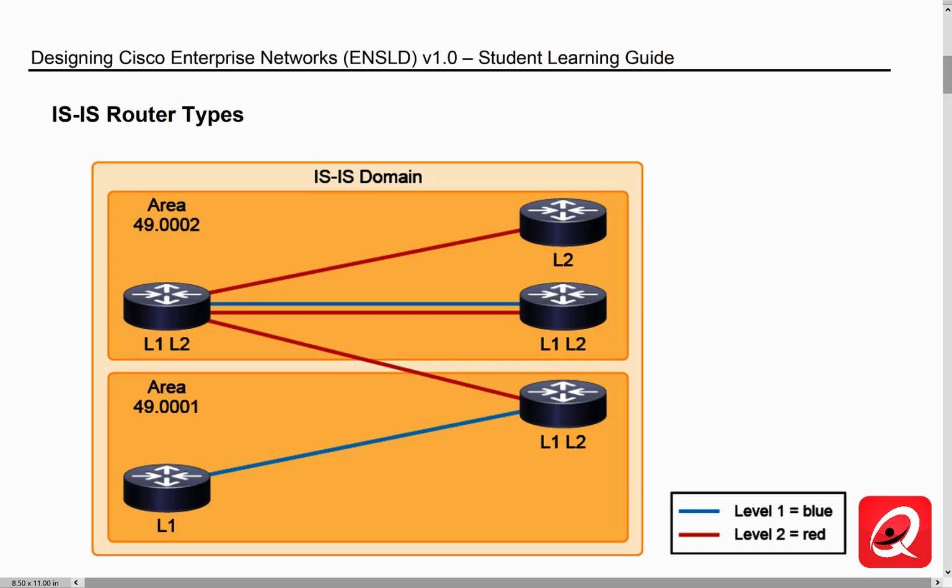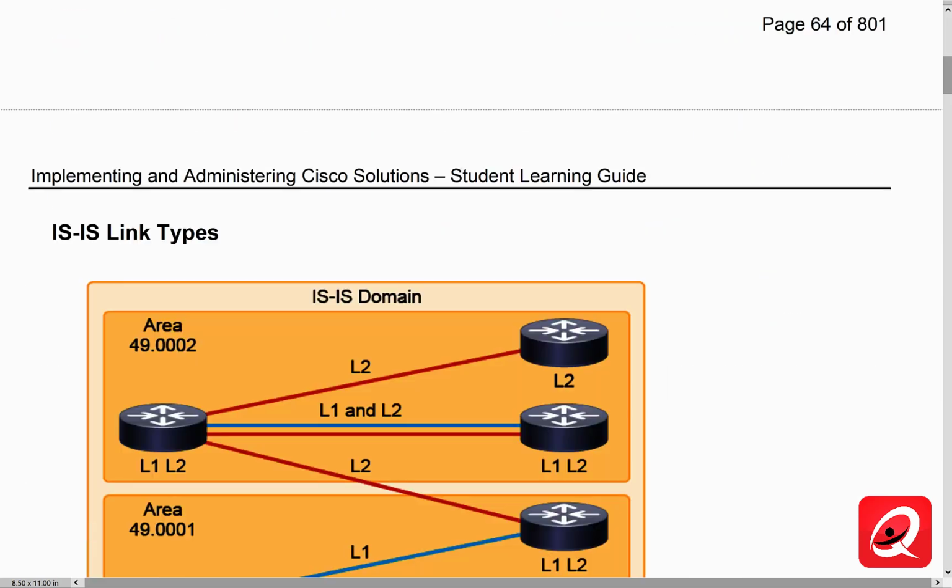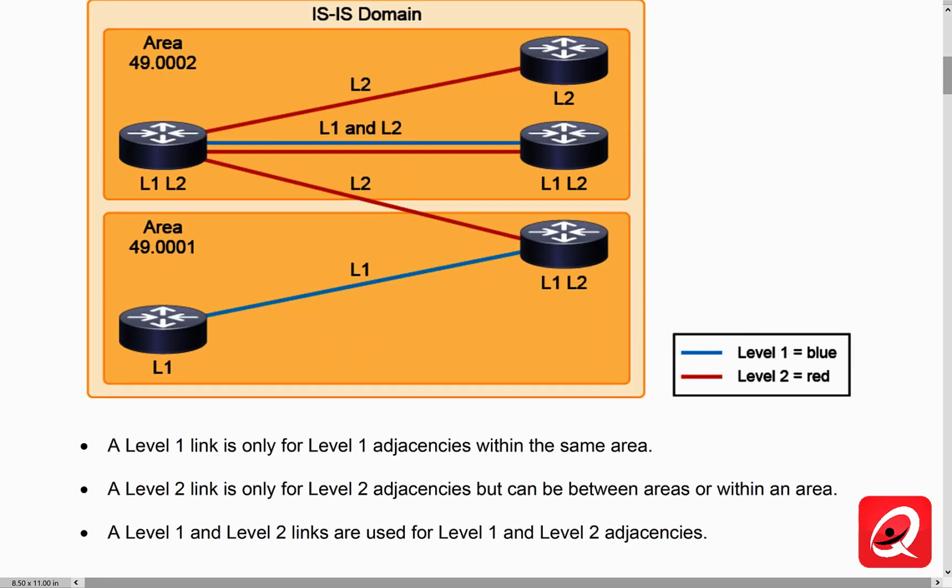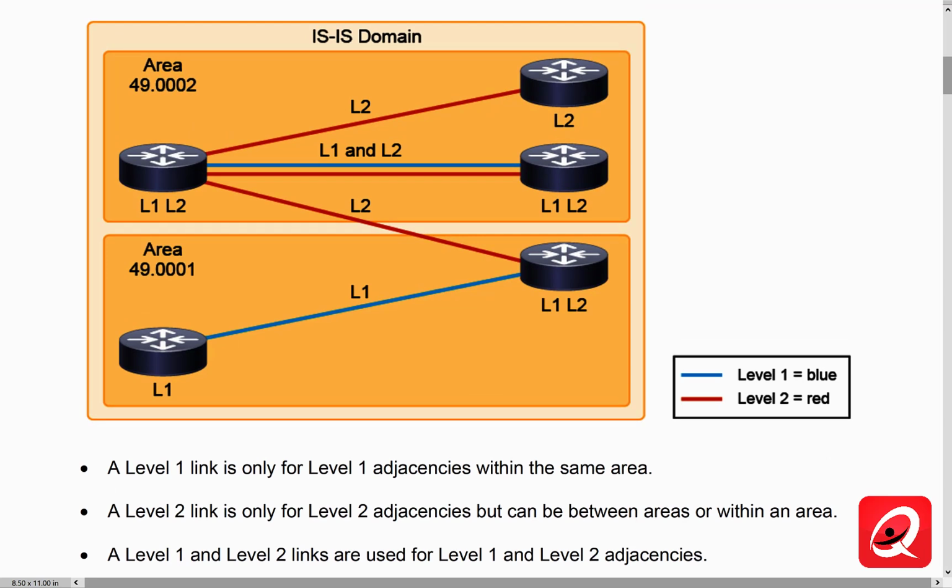So let's take a look at, well, here we're kind of seeing the same concept, right? Level 1 link is only for level 1 adjacencies within the same area. Level 2 link is for level 2 adjacencies, but those can be used within the area or they can be used between areas to route between different areas. Level 1 and level 2 links are used for level 1 and level 2 adjacencies. We see that on the two routers in the top domain there. Okay?